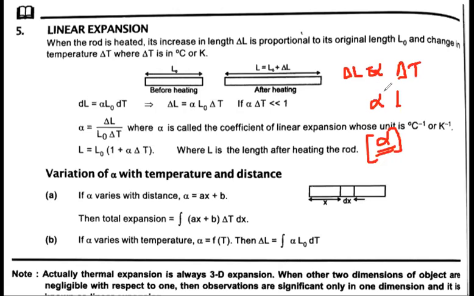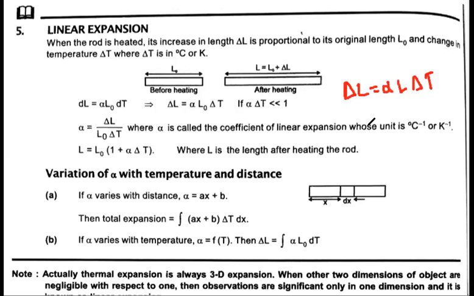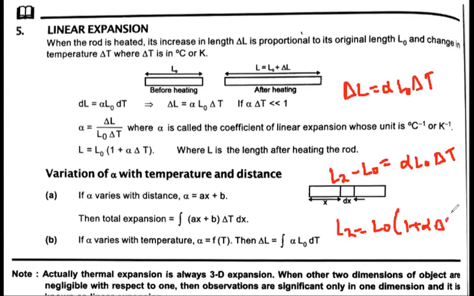So when you include these, I can say delta L should be equal to alpha into length into delta T. And delta L is final length minus initial length, which I'll write as L naught, which is equal to alpha into L naught into delta T. So I can say L2 is equal to L naught, we'll take this to that side, bracket 1 plus alpha delta T. Yes or no?